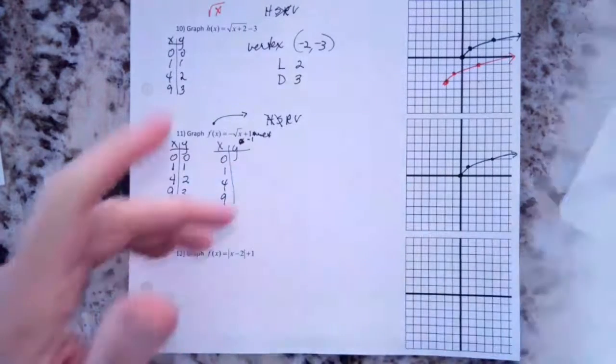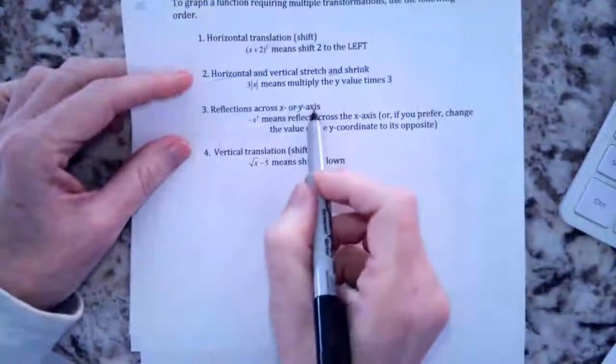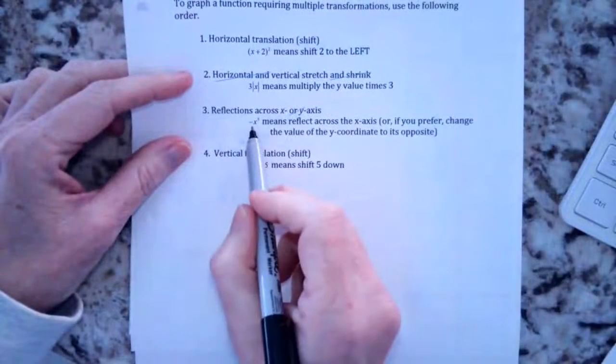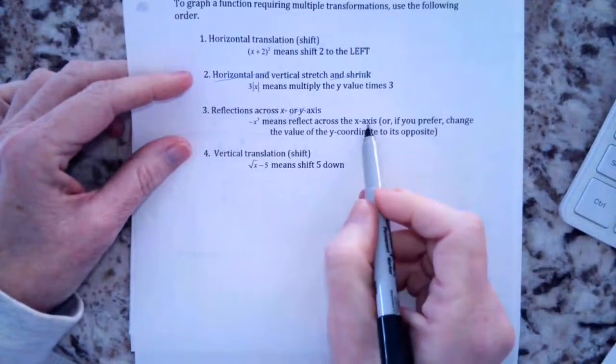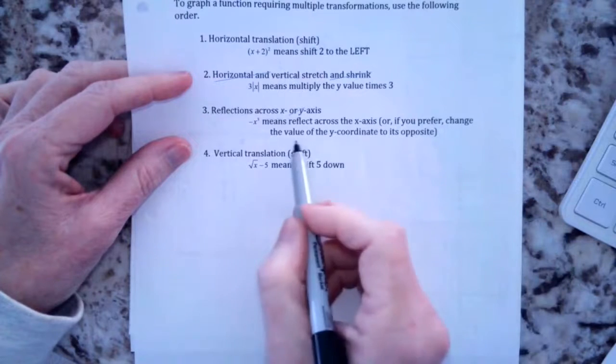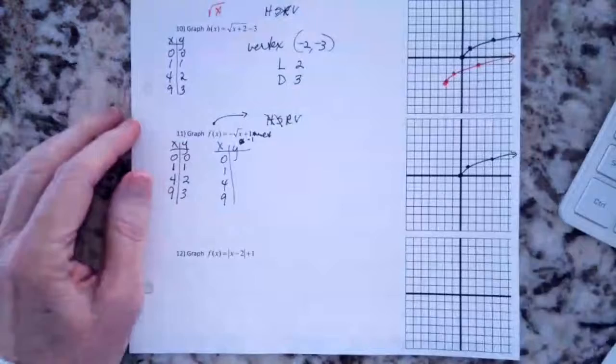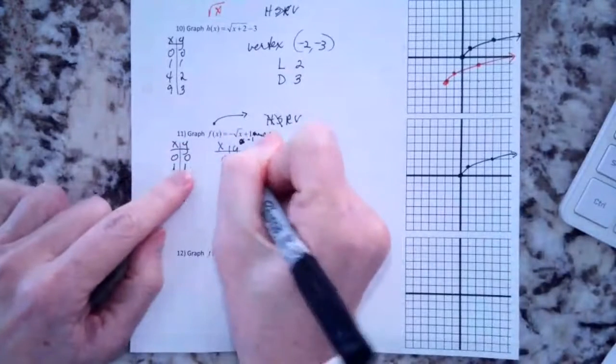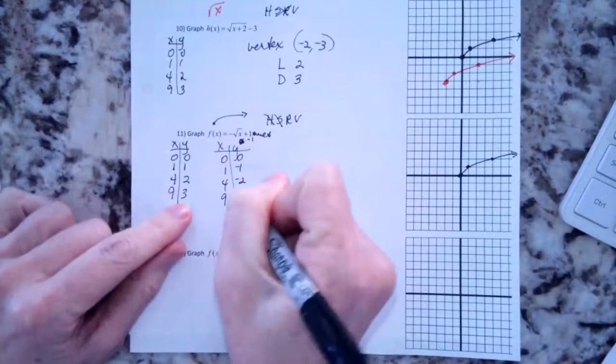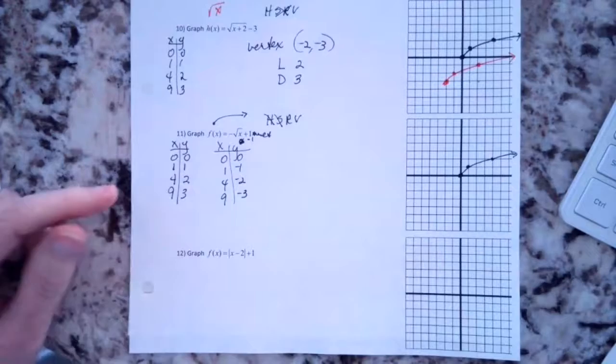Let me remind you. Reflections across the x-axis, a minus in front means reflect across the x-axis, or if you prefer, change the value of the y to its opposite. So that's what we're going to do: opposite of 0, opposite of 1, opposite of 2, opposite of 3.